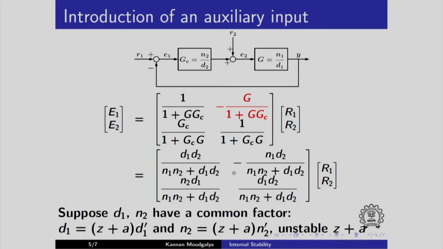What we will show is that even if I take this to be stable, the second term will become unstable, making the transfer function between E1 and R2 unstable and hence violating internal stability. We will do this in the next slide.